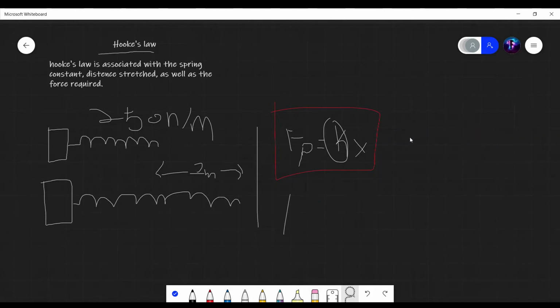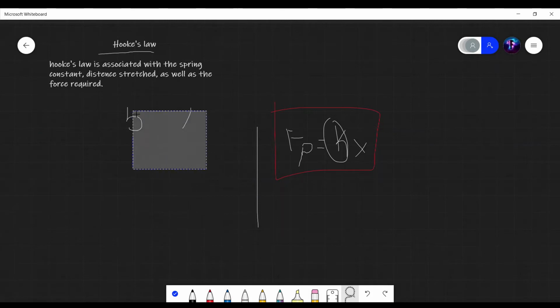Now, there are other things I also want to talk to you about. This is not only about finding the force required, but also about finding the spring constant. You can also find the distance stretched. Let's start with K, which is the spring constant. I'm going to draw another diagram.